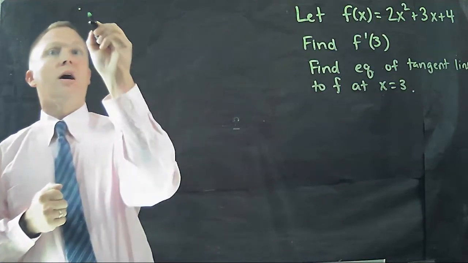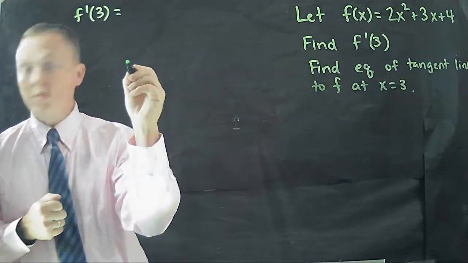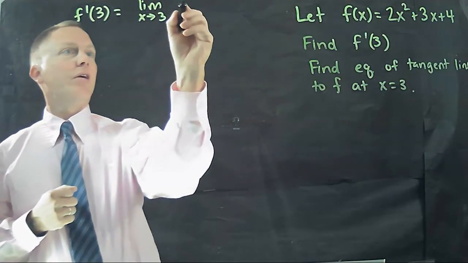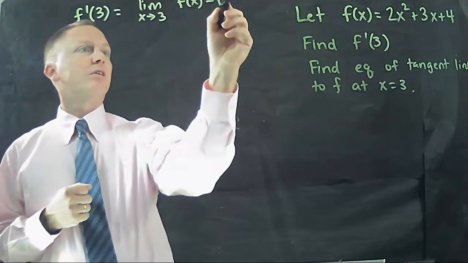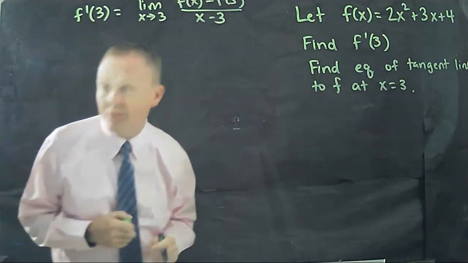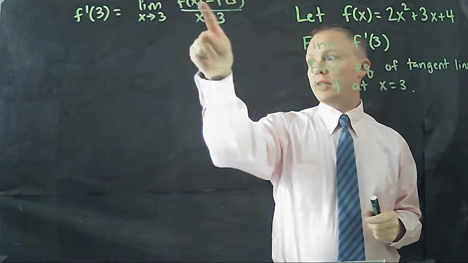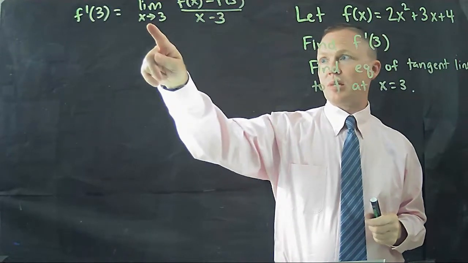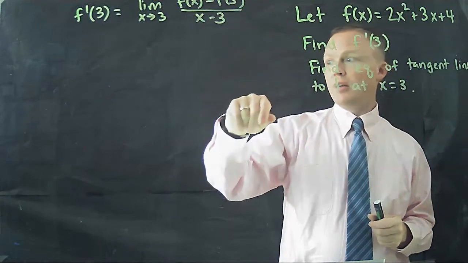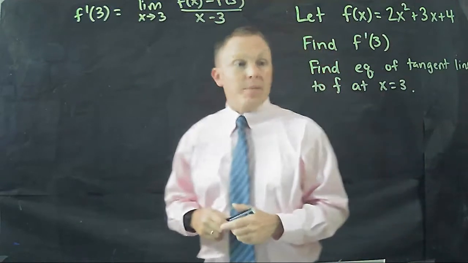So we're going to say that f prime of 3 is equal to the limit as x goes to 3 of f of x minus f of 3, over x minus 3. I realize you can't see this right here at the top, so I'm going to read to you what that says. That just says limit as x goes to 3, f of x minus f of 3, over x minus 3. All right, so now we're going to compute this limit.